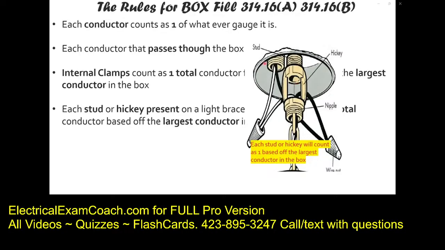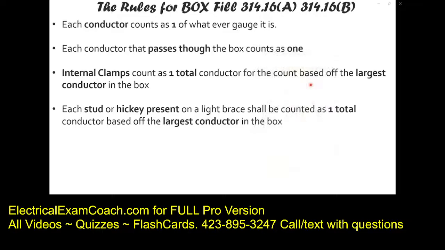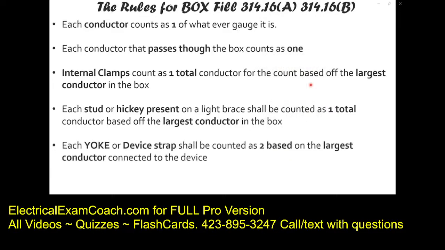In this scenario here, in this picture, the stud would count as one of whatever gauge was in the box that was the largest, and the hickey would count as one of whatever gauge was in the box that is the largest. And we're going to do lots of practice, so don't worry about it. Now we need to account for device straps and yokes. What the code states is that for each device, strap, or yoke, it's going to be counted as 2 based off the largest conductor that's connected to the device.